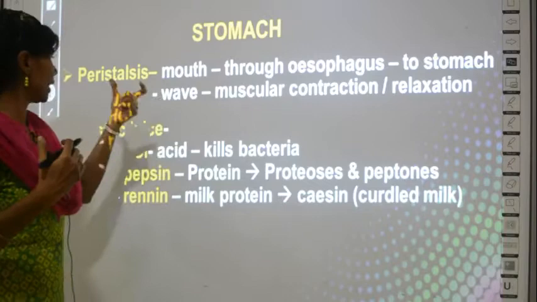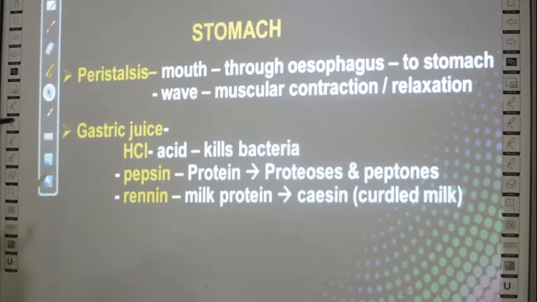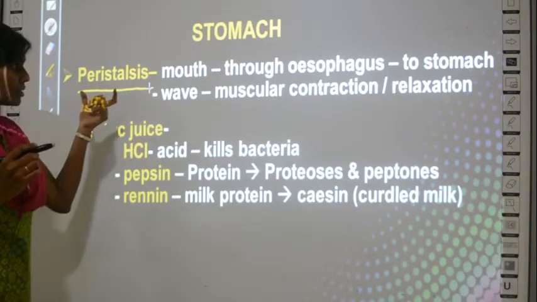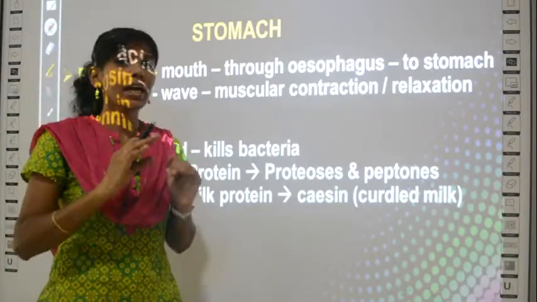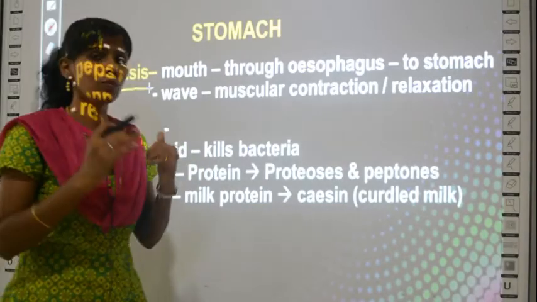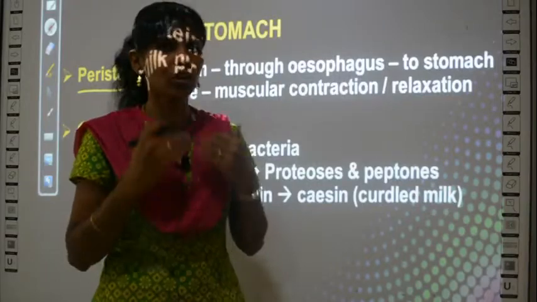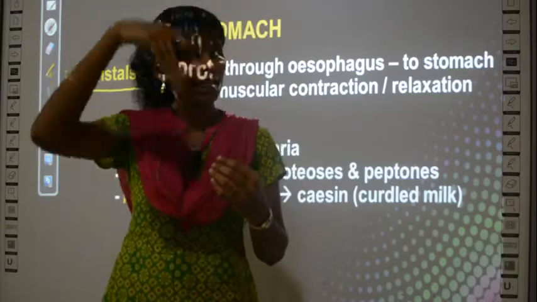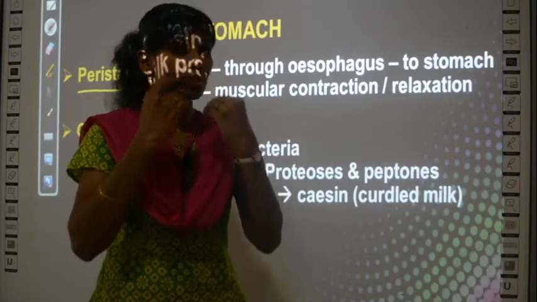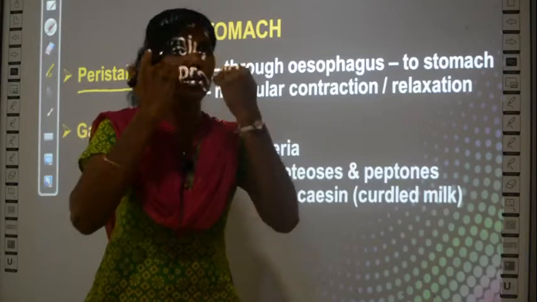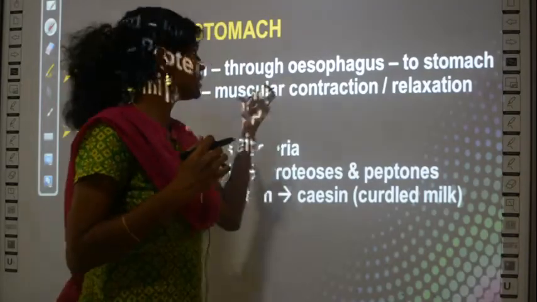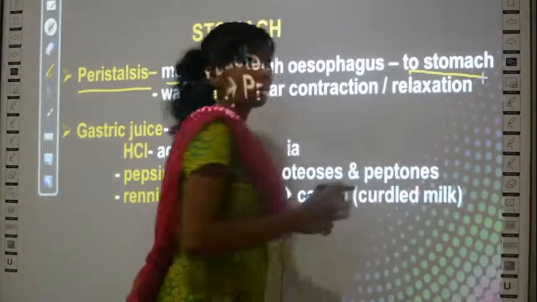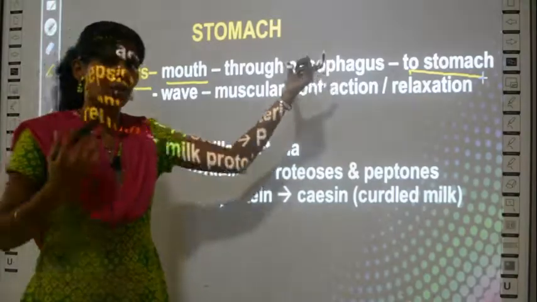Before it is broken down, there is a term called peristalsis. What is this peristalsis? It is a wave-like motion. Where is the wave inside your digestive tract? The food you swallow doesn't directly go into the stomach. From your mouth you chew the food and swallow, so from the mouth it reaches the stomach, through the esophagus.